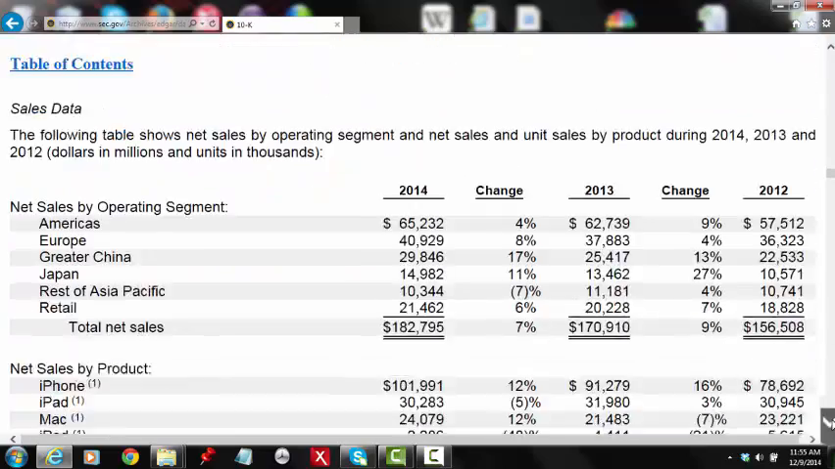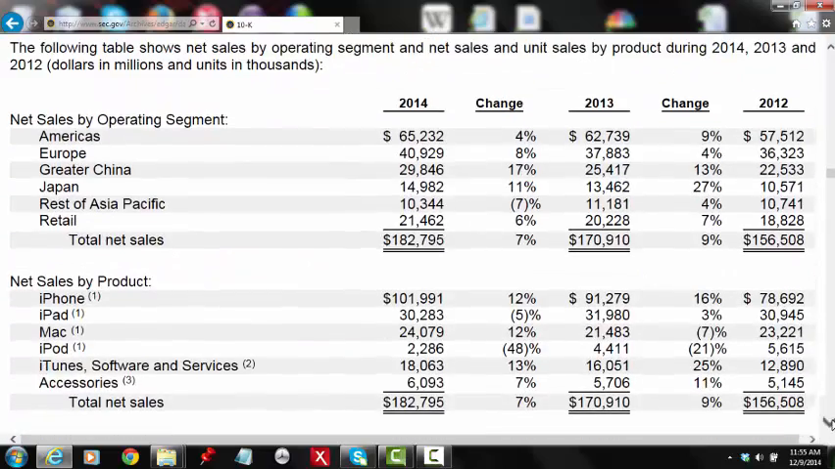Then they talk about fiscal 2013. So this is the very good breakup, which shows how $182.8 billion were generated in 2014. That was the total sales. So you can see it's giving the breakup by geographic region.